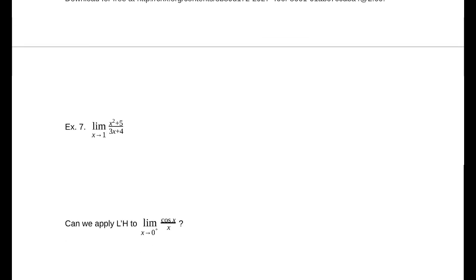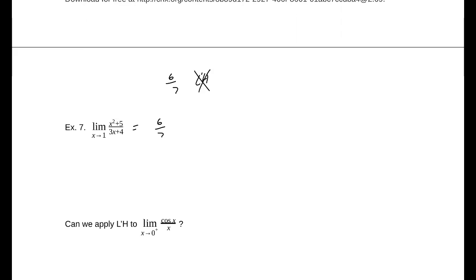Looking at number 7. As x approaches 1, okay, well, the numerator is going to 6, and the denominator is going to 7. L'Hopital's rule does not apply here. In this case, the limit is exactly 6/7, because we can evaluate it. There is no discontinuity, nothing's going to infinity or 0, so it's just 6/7.